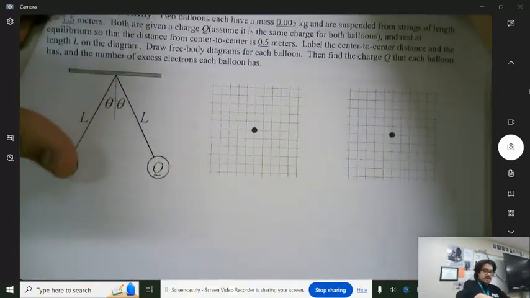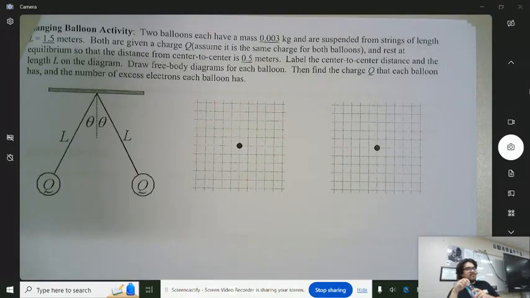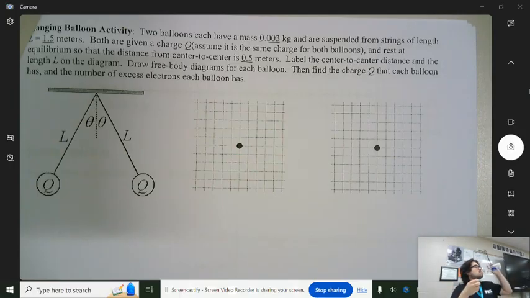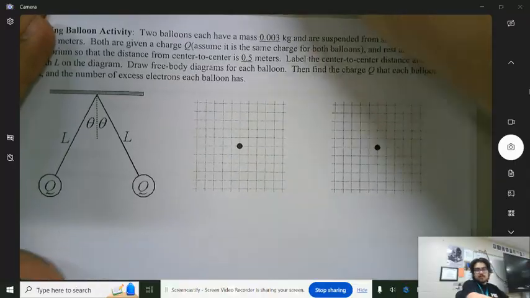Hanging balloon activity. Again, we could show this if we wanted to, but it's really hard to get going, and I don't think I would be able to set it up and show it to you here, so I'm going to explain it to you really quickly. Two balloons each have a mass of 0.003 kilograms, suspended from strings of length 1.5 meters. Both are given a charge Q. We can assume that it's the same charge for both balloons, and they're at rest at equilibrium so that the distance from center to center is 0.5 meters.